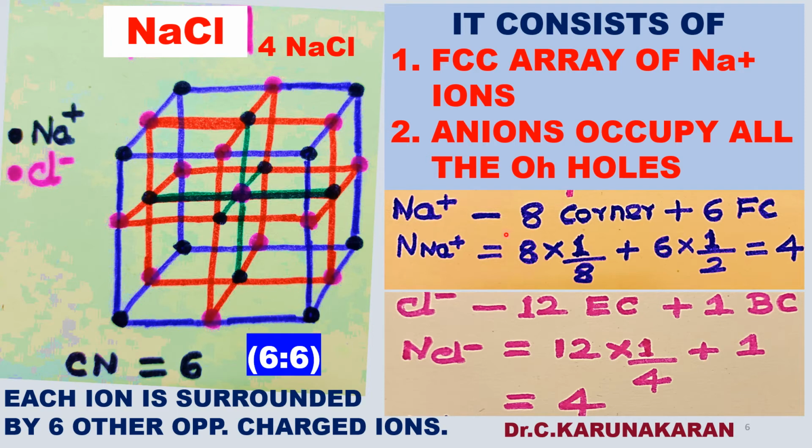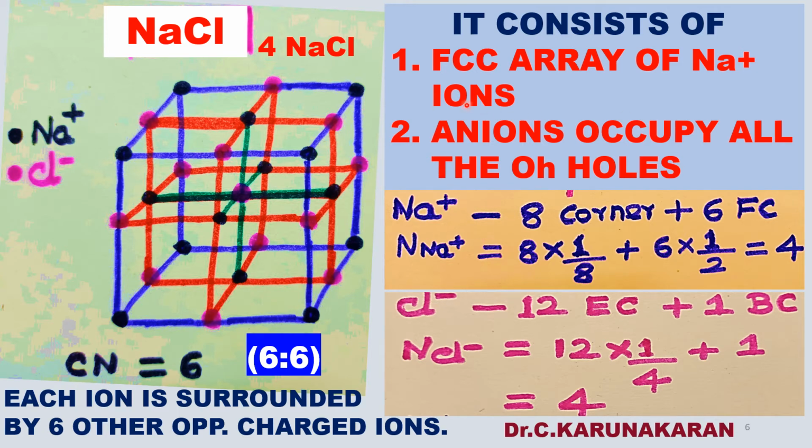In this structure, there are sodium ions and chloride ions. Let us see the sodium ions first. Sodium ions are present at the 8 corners of the cubic unit cell and at the 6 face centers. The 8 corners and the 6 face centers are occupied by sodium ions. Therefore, sodium ions form an FCC array.